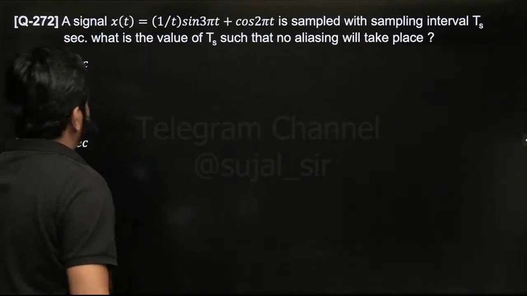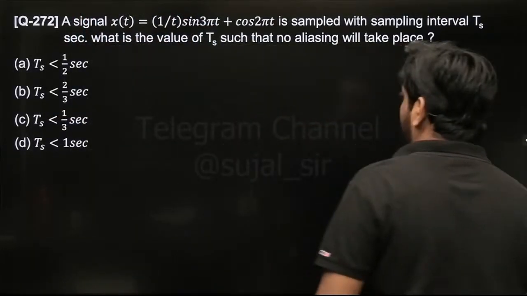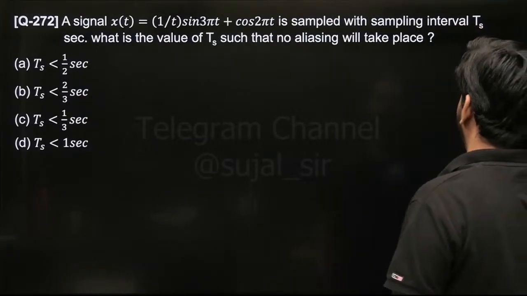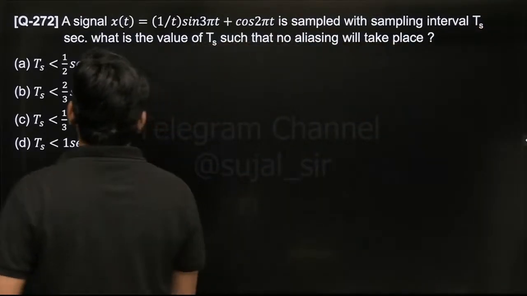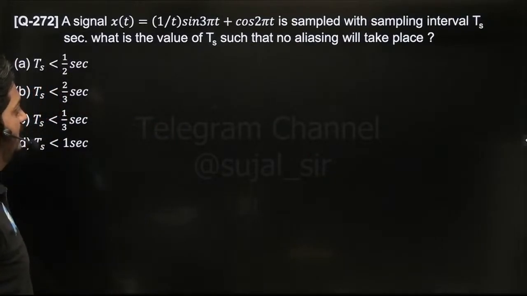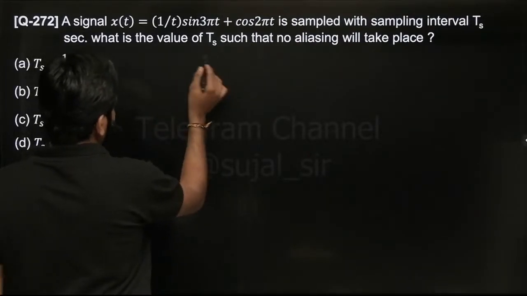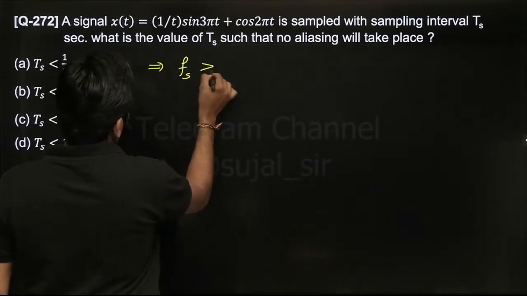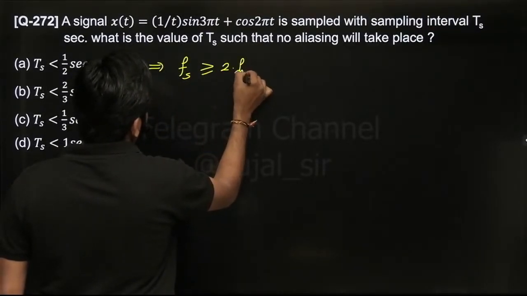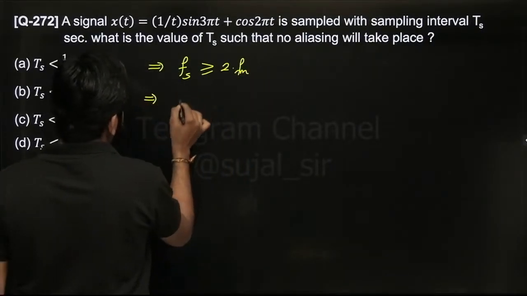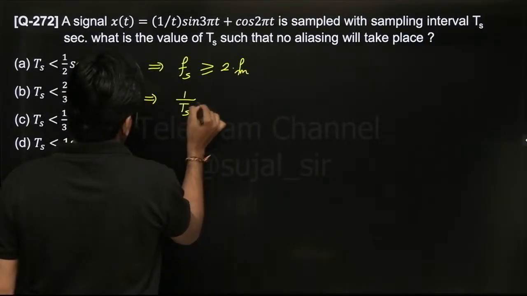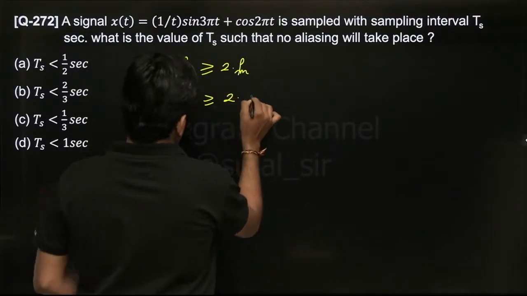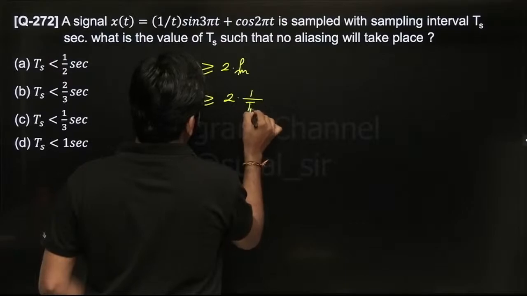Okay, next question number 272. x of t equal to 1 by t sin 3 pi t and cos 2 pi t is sampled with sampling interval Ts seconds. What is the value of Ts such that no aliasing will take place? It means the sampling frequency fs should be greater than twice fm. So 1 upon Ts should be greater than 2 into fm, guys.